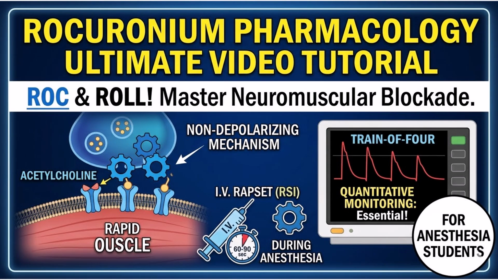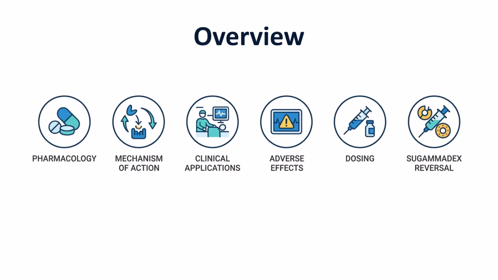In our last video on neuromuscular blockers we talked about atracurium and cisatracurium. In this video we go further and discuss the next neuromuscular blocker, rocuronium, commonly known as ROC. We will explore its pharmacology, mechanism of action, clinical applications, adverse effects, dosing and unique reversal with Sugammadex, which are important from the exam point of view.